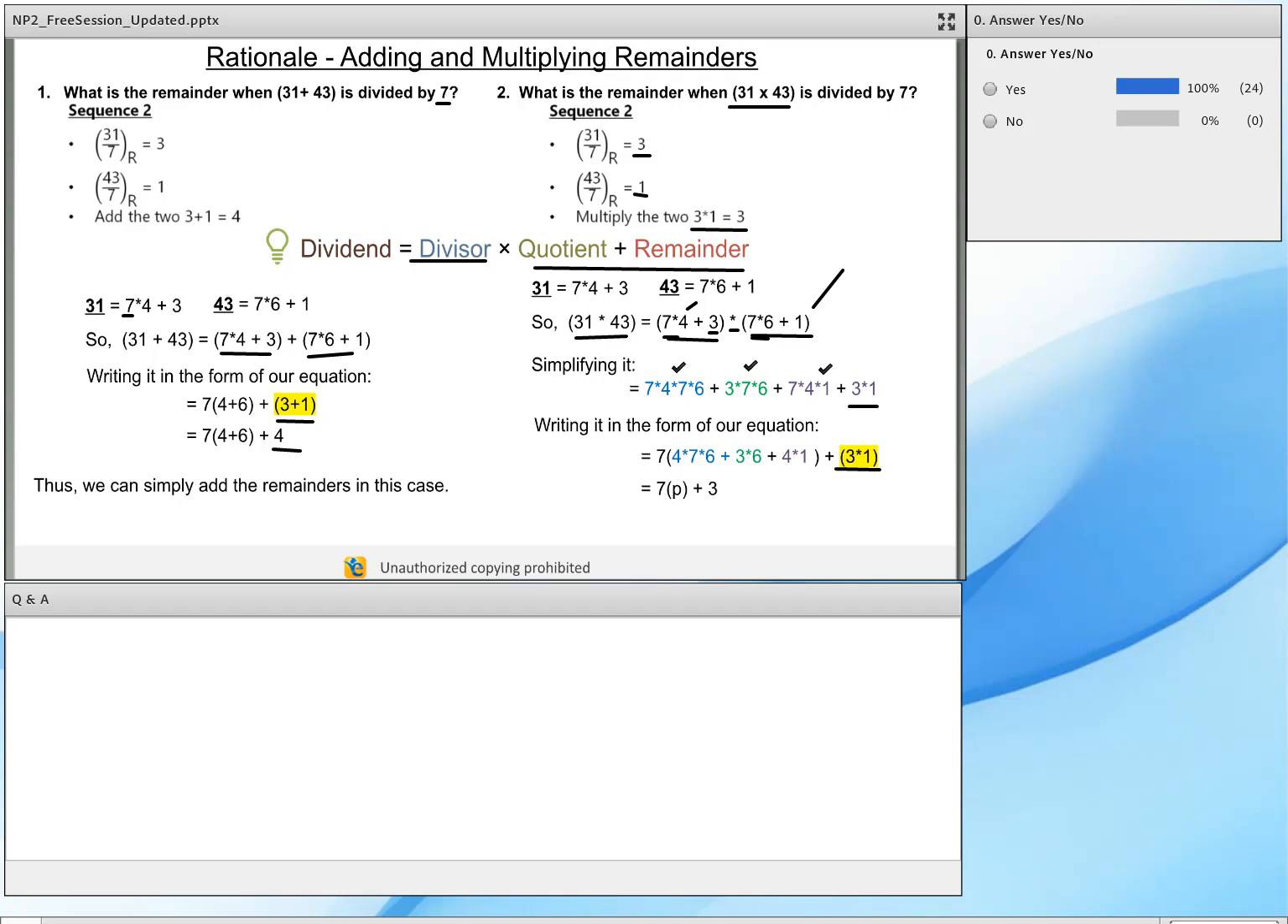All right, so is everything clear so far? That's good. So this is what we call the additive and multiplicative property of remainders. We're going to use this property to solve a few questions.